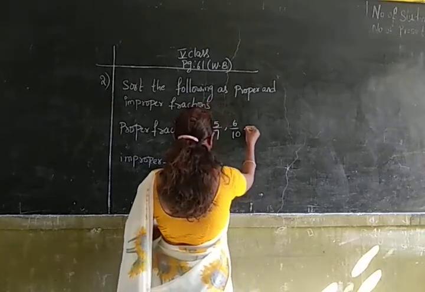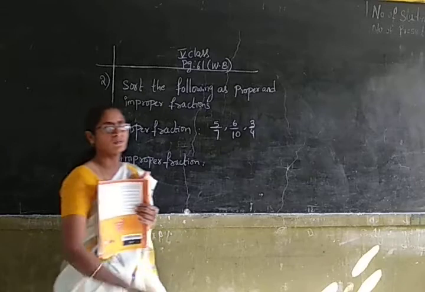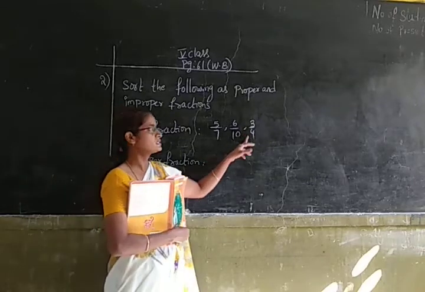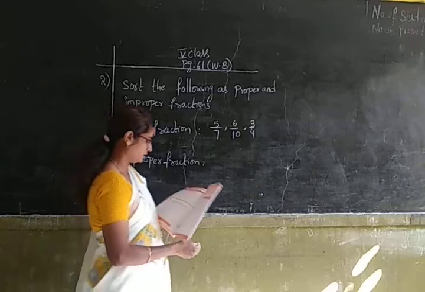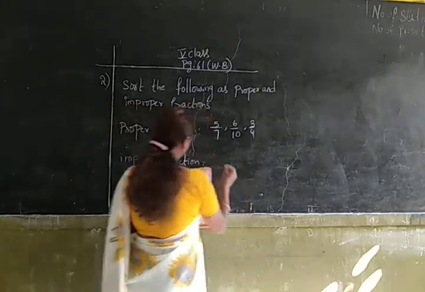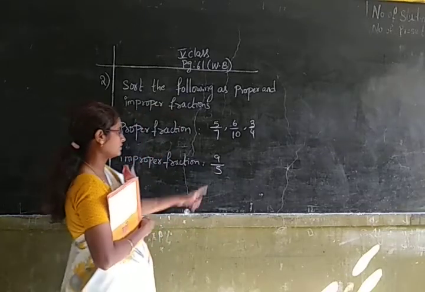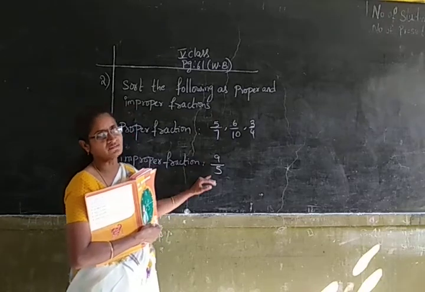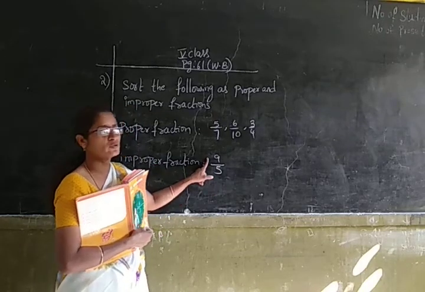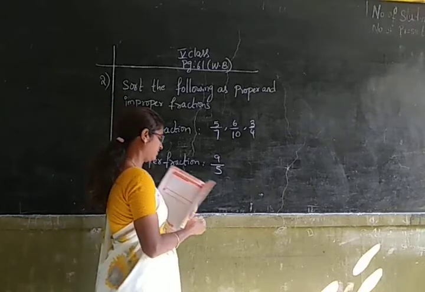Next, 3 by 4. 3 by 4 is a proper fraction because 3 is less than 4. Here the numerator is less than the denominator. So 9 by 5. 9 by 5 is an improper fraction because 9 is bigger than 5. 9 is the numerator and 5 is the denominator. Here the numerator is greater than the denominator. So it is an improper fraction.